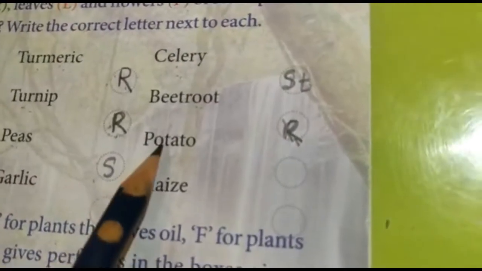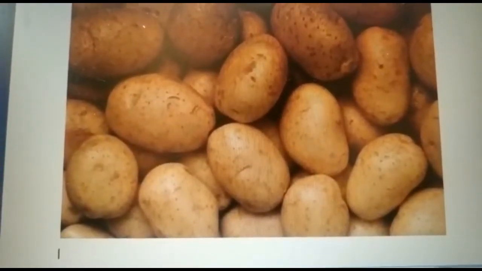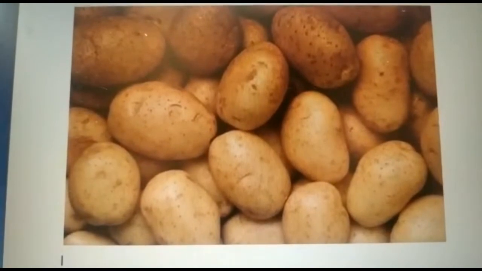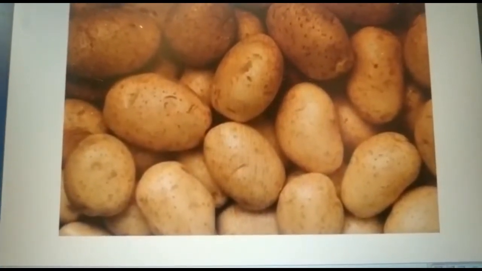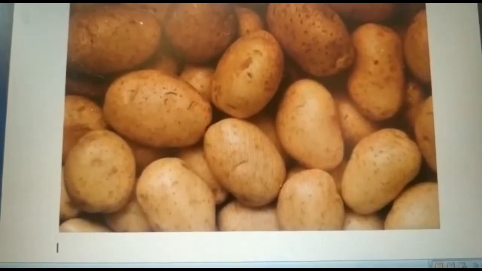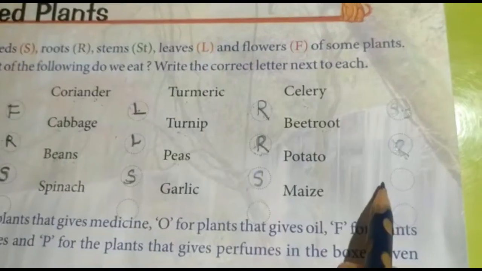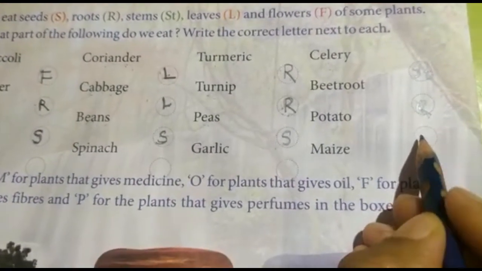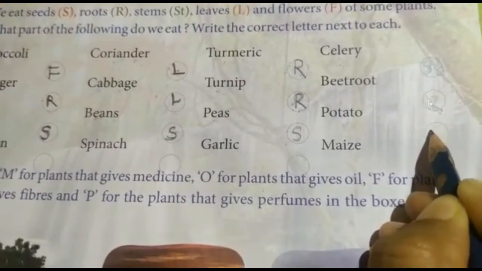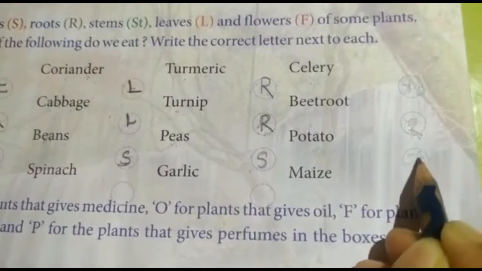Next we go to potato. Now this is what? Potatoes. Can you see? Everyone likes potato, and we add it to almost all the vegetables. It's really tasty, and when you smash and eat it, it's wow. What do you think? Is this flower, leaf? No, this is the stem part that we eat. So we write ST, stem part.